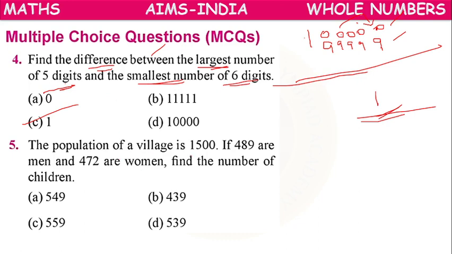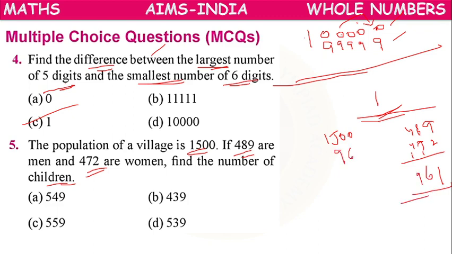Next. If the population of a village is 1500, 489 are men, 472 are women, then how many children are there? So 1500. Here 489 are men, 472 are women. That we have to add first. 9 plus 2, 11. 8 plus 7, 15 plus 1, 16. 4 plus 4, 8 plus 1, 9. This 961 we have to remove from the total population.